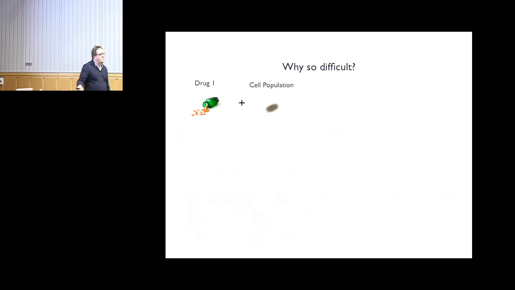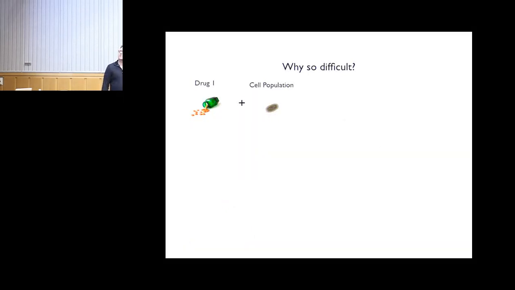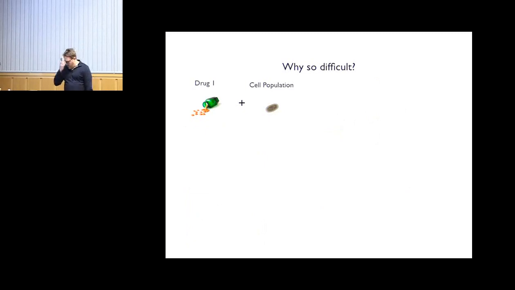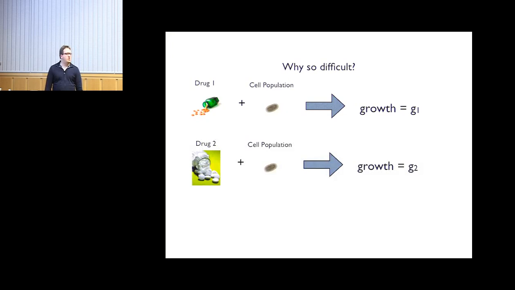And so the question is, well, why is it so difficult to tell what's happening when you add these drugs together? And so I'll start with the simplest possible example. Let's say I had a drug, I apply it to a cell population, I measure that population's growth, I'll call it G1. Let's say this is a normalized number between 0 and 1. Okay, so 1 is in the absence of drug, 0 is no growth at all. And you can do the same thing with drug 2. I'll call that G2. So what's going to happen now when I put the two drugs together? Anybody have a guess? The cells are going to die, probably.